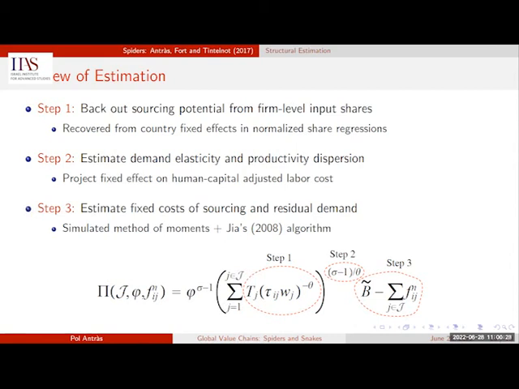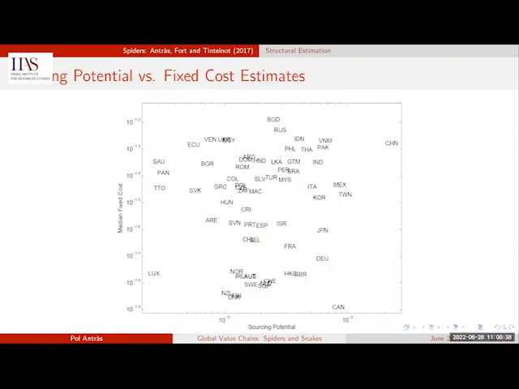And then we implement the algorithm that I mentioned before to simulate the model of firm-level decisions and aggregate them up at the country level. So we have import shares from various markets. And essentially what the model is going to tell us is, given the sourcing potentials that we backed out from the fixed effects, what kind of fixed costs do we need to have in the data to be able to make sense of the shares of spending from various countries?